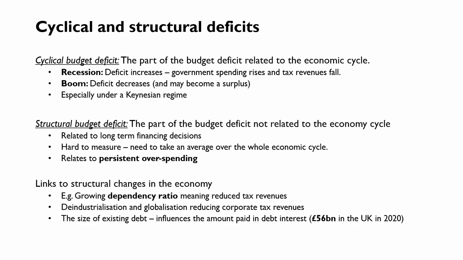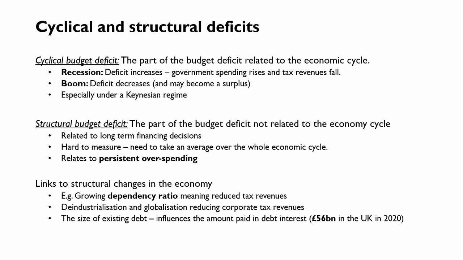The size of existing debt influences structural deficits. If the debt is quite high, that means that more is going to be paid in debt interest already, which means there's automatically a deficit built in. In the UK in 2020, we're planning on spending £56 billion just covering debt interest. So big amounts of pre-existing debt drive more spending and mean it's more likely that there'll be a structural budget deficit.